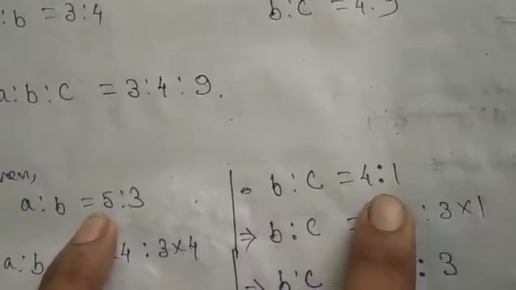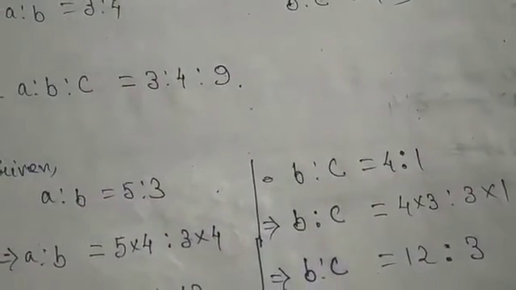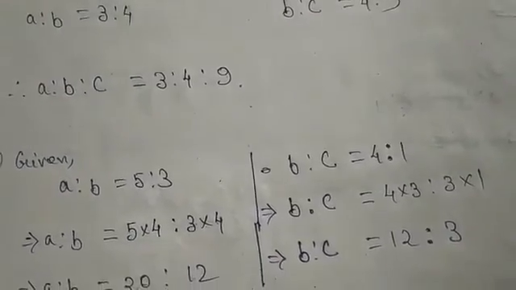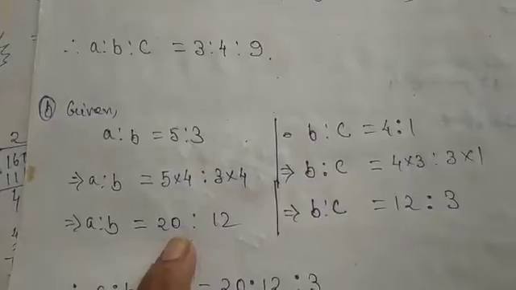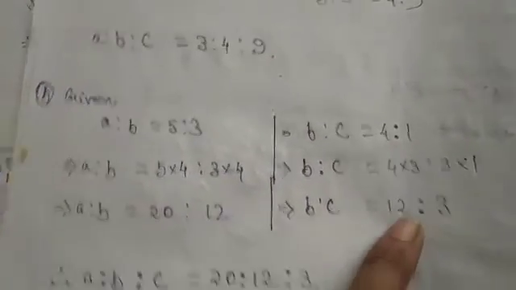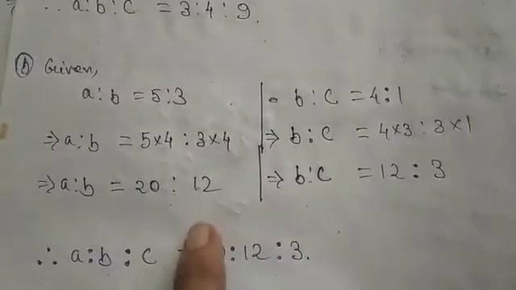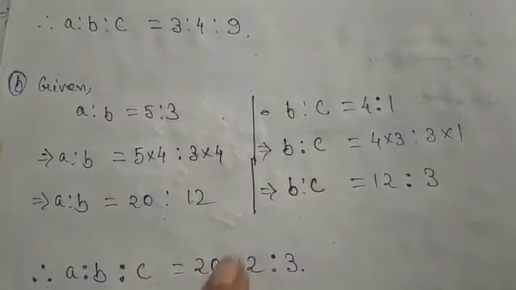Then they would have given us the value of A is to C and here B is to C. So in that case we have to make sure that on either ratio the value of C is the same, then only you can connect it together. So here, look, after multiplying, 20 is to 12 and 12 is to 3, so the connecting ratio quantity is B, which is 12. So we can write A is to B is to C is 20 is to 12 is to 3.